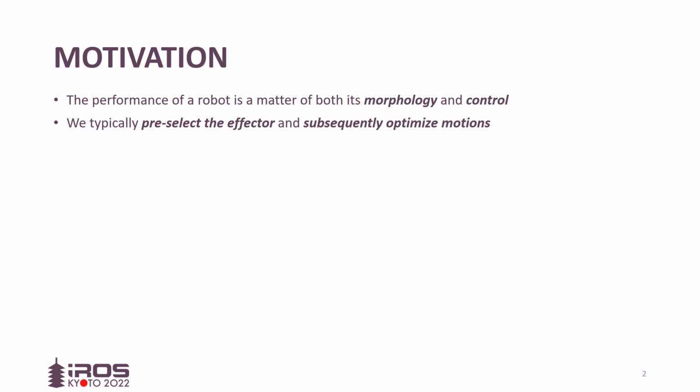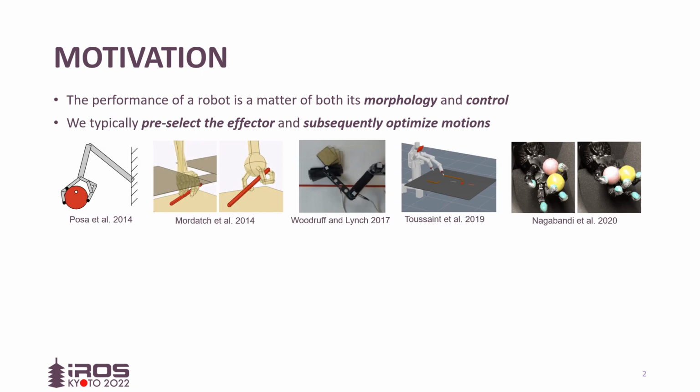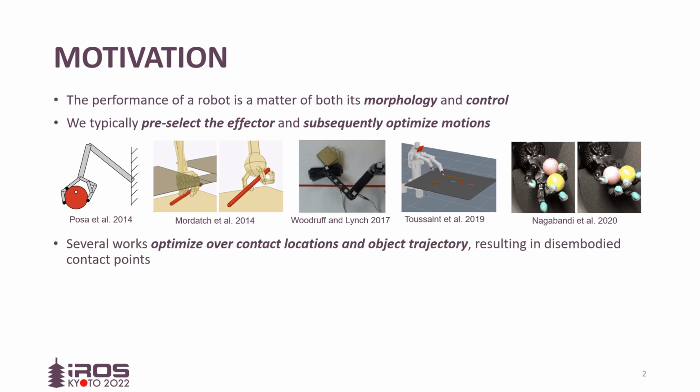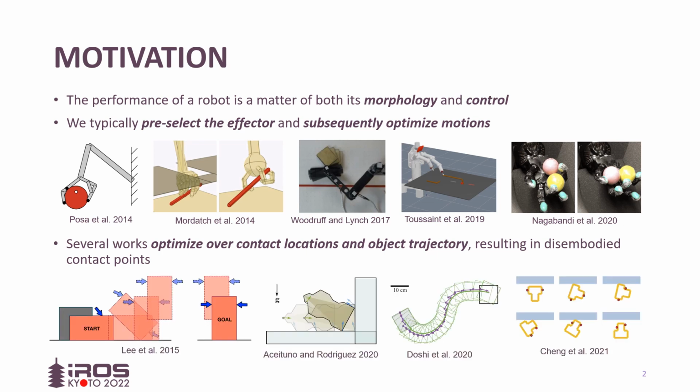In robotics, we generally select an effector without optimizing for an intended task and subsequently design a corresponding effector motion. But pre-selecting an effector reduces the space of feasible motions. To avoid this restriction, a number of works take an object-centric approach and optimize directly over contact locations and object trajectory. But these frameworks only get us part of the way to a manipulation solution. They output disembodied contact points whose motions need to be realized by a physical end effector. We propose a framework that does this.